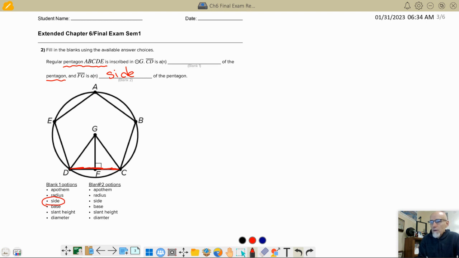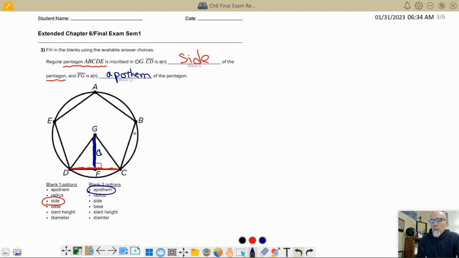And then it asks us, oh, shoot, I put side on the wrong blank here. Let me try that again. Side goes on this blank right here. All right, now it says, what is FG? So let me highlight FG in blue. We've talked about the apothem a whole bunch. We've been trying to find the apothem right there. And thankfully, you guys did really well with this. That's the apothem. Okay.